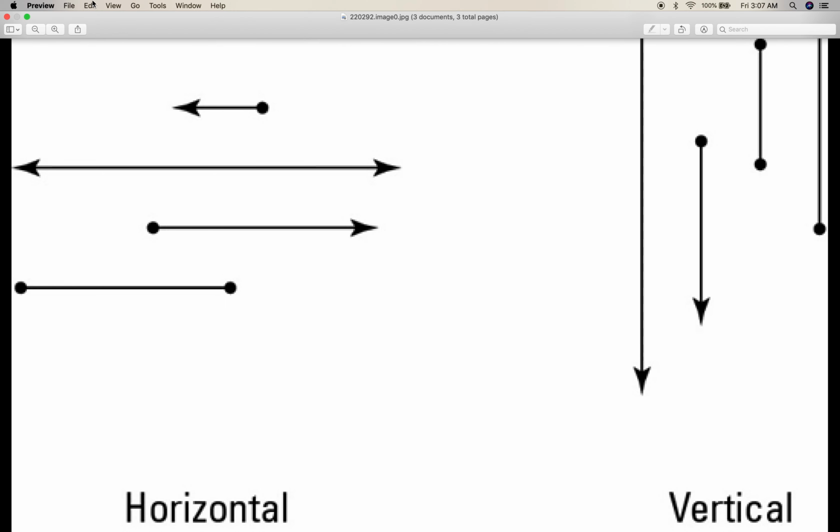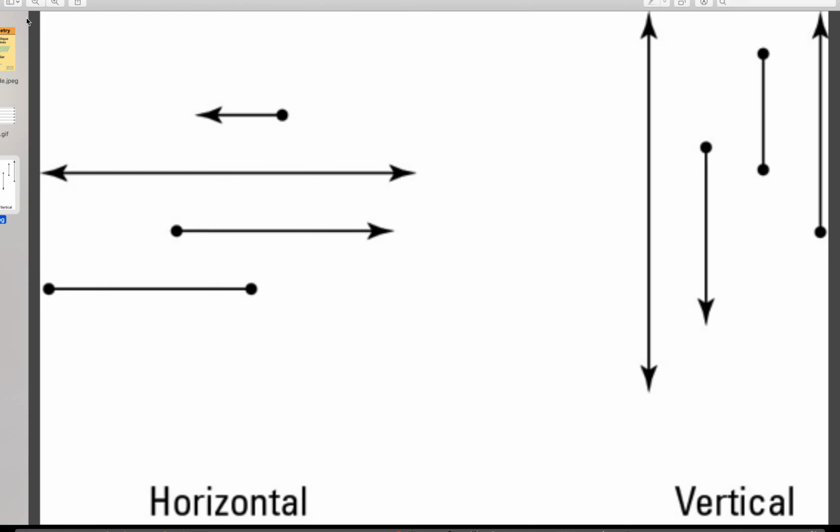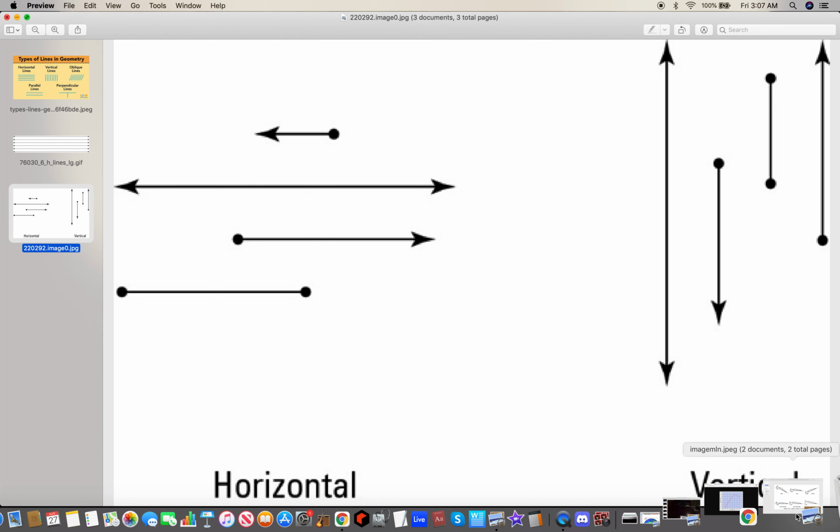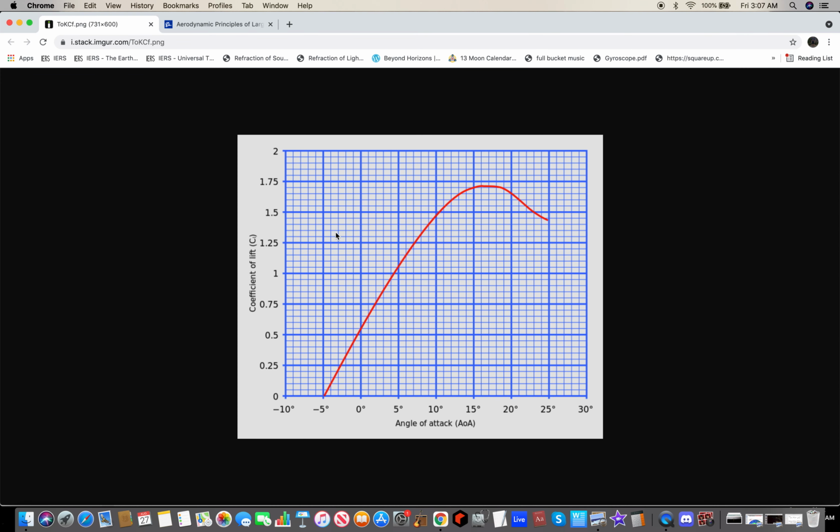So I'm just going to minimize this slightly, and I'm just going to go down to here. Okay, this is a graph, right? It's a lift graph, angle of attack here, right? AOA, right? Now, you have 0 degrees here, right? That goes up to plus 30 degrees and down to minus 10 degrees.